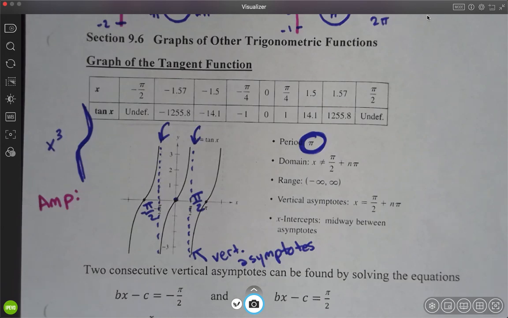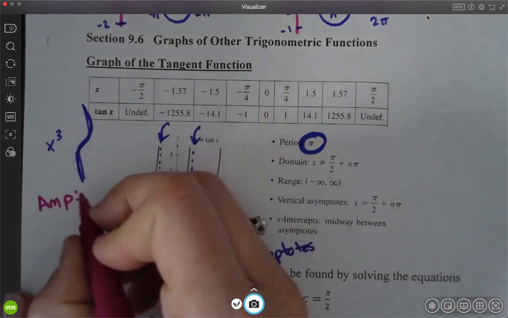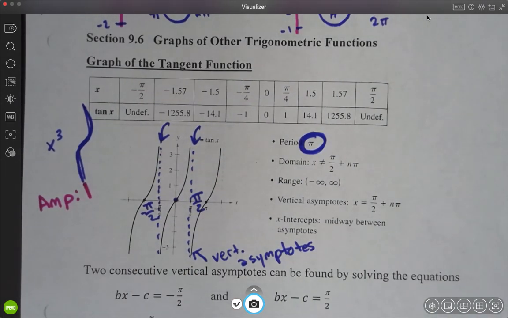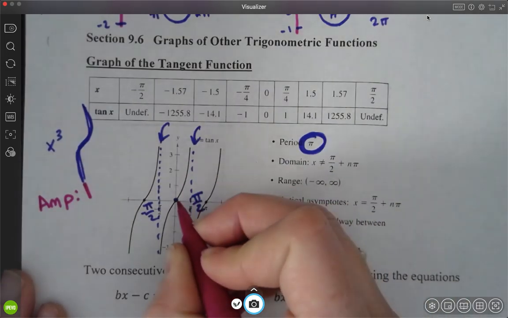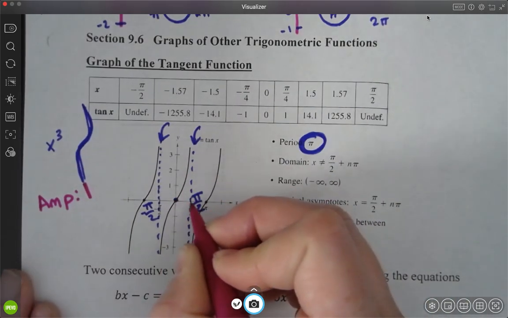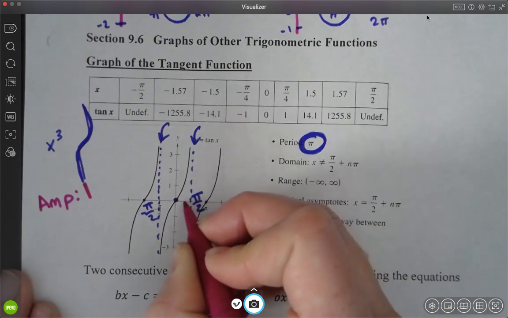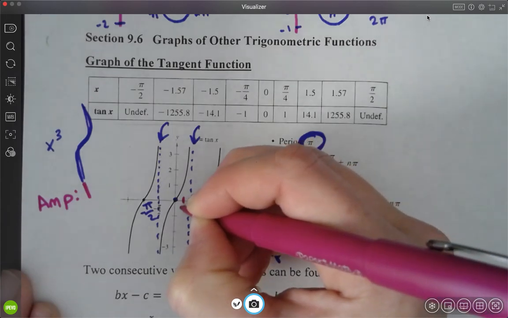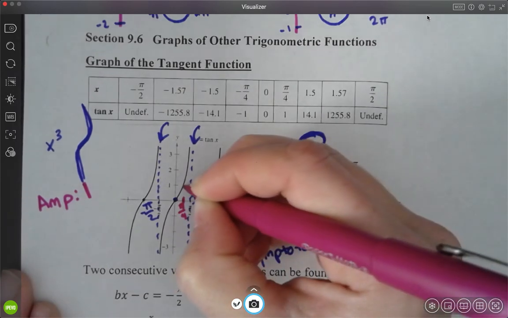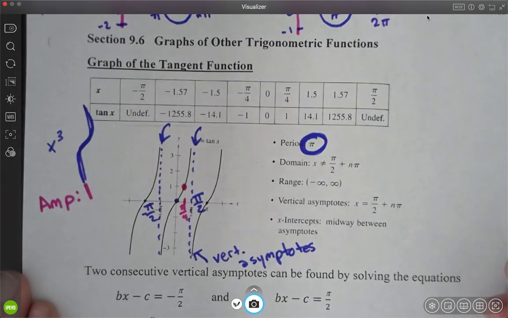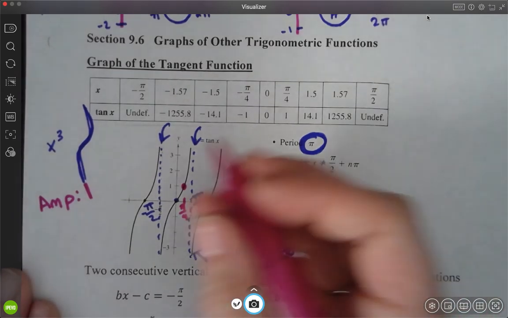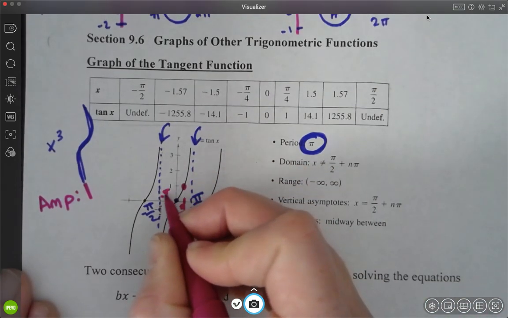Okay? But we're going to say just for right now that the amplitude of tangent is 1 because the number in front of tangent is 1. What that means is that since his midline here is at 0 and since here is at pi/2 where he stops, the mid part right here, what's the halfway between 0 and pi/2? Pi/4. At pi/4, he will be up to 1, right? He will be up to 1. And at -pi/4, he will be down at -1.